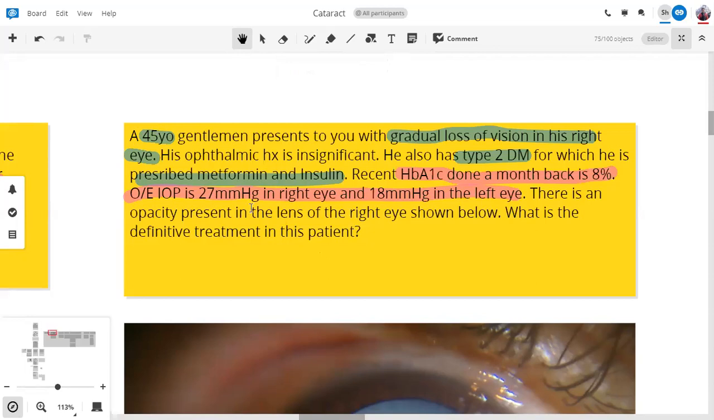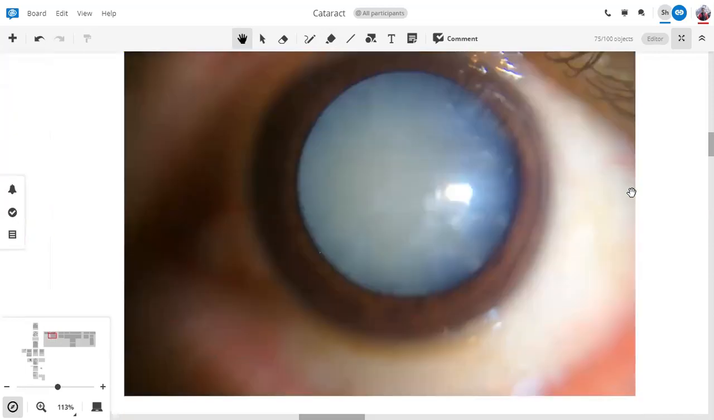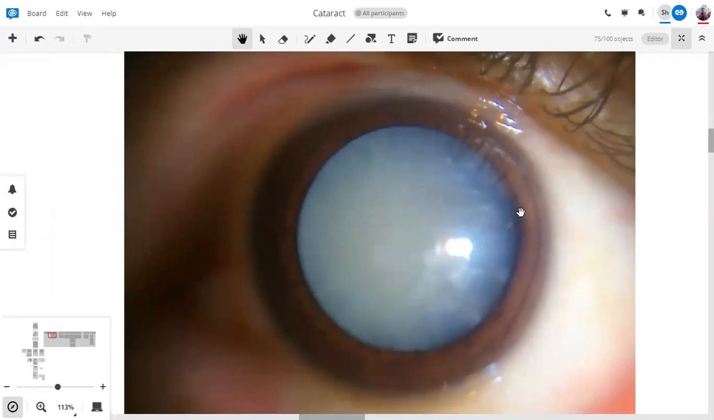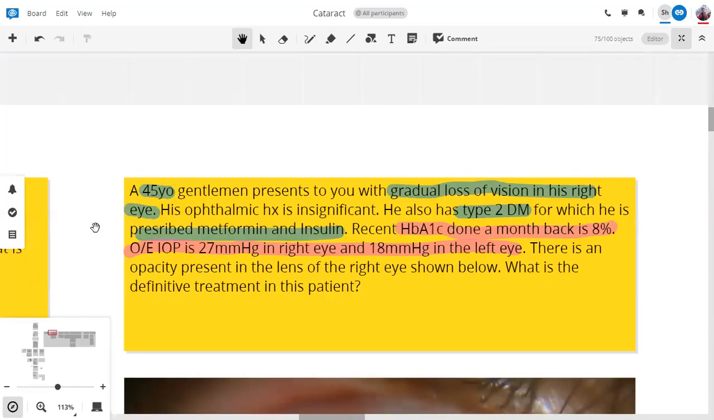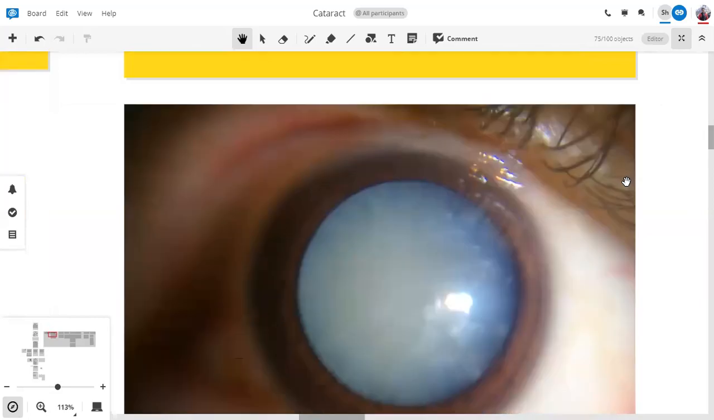आगे पढ़ लेते हैं. This is an opacity present in the lens of the right eye shown below. The right eye is shown below and there is an opacity present in the lens. So a lens opacity in this context has confirmed our diagnosis that this is indeed a cataract. Diagnosis mil gaya. Why? How can one explain this raising of IOP in the right eye, whereas the IOP in the left eye is normal? Why do you think this is happening?